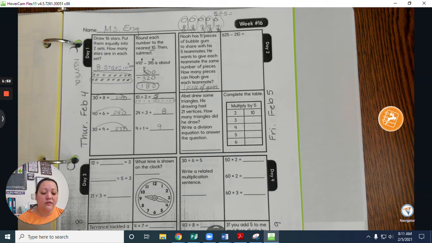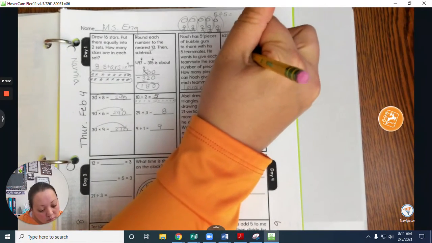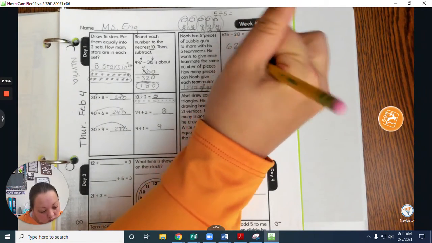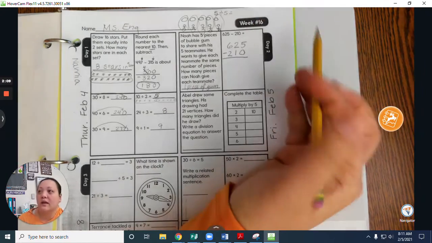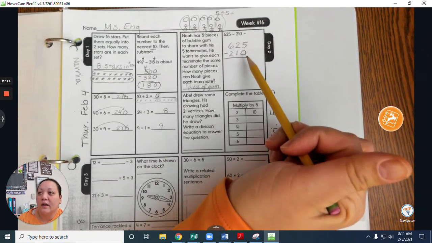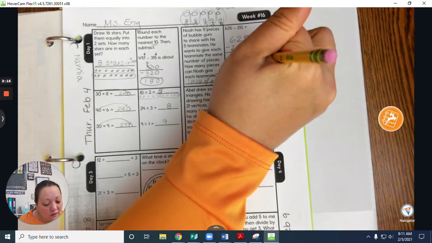Okay, 625 minus 210. So let's do this using the standard algorithm. So that's what we're working towards. We line everything up. Okay. I have 5 and I want to take away 0. I can do that, so that leaves me 5.